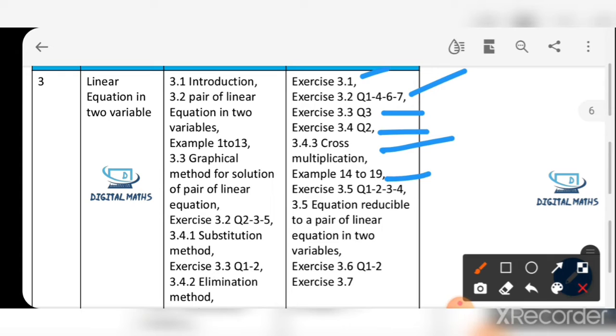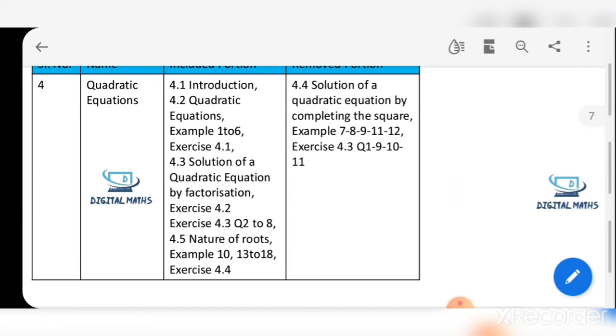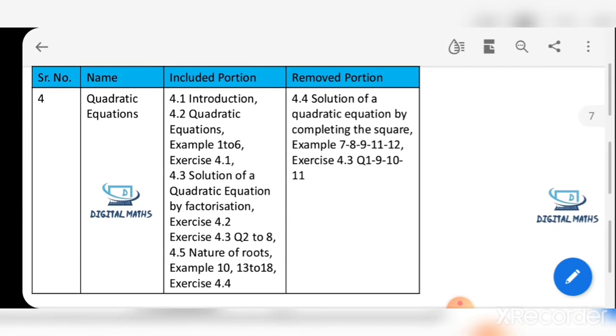Examples 14 to 19 removed. Exercise 3.5 questions 1, 2, 3, 4 removed. Equations reducible to a pair of linear equations in two variables removed. Exercise 3.6 question number 1 removed. Exercise 3.7 whole removed.